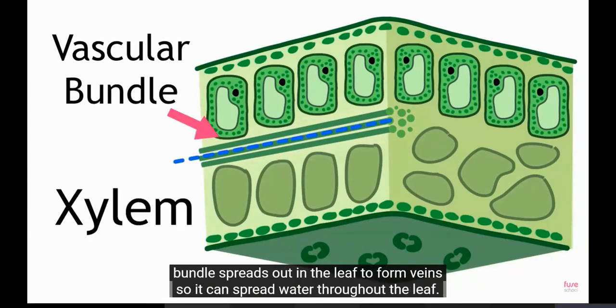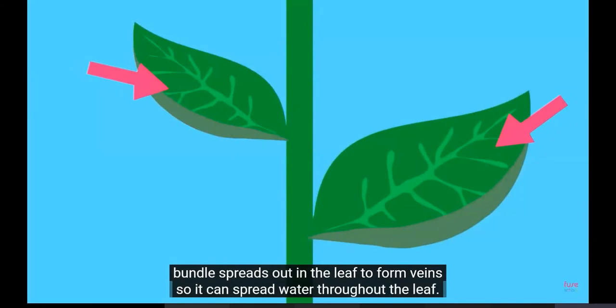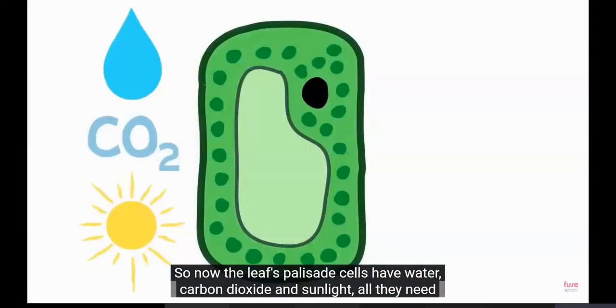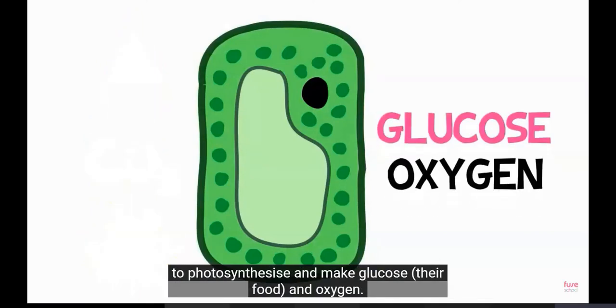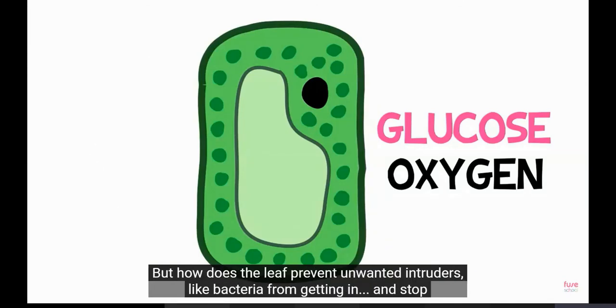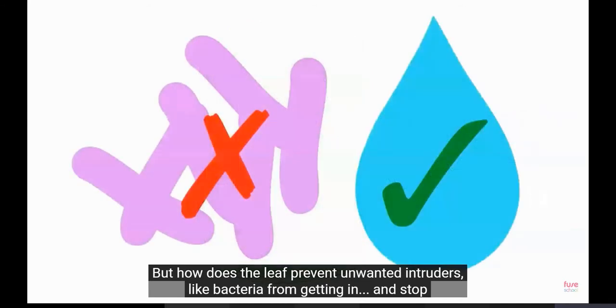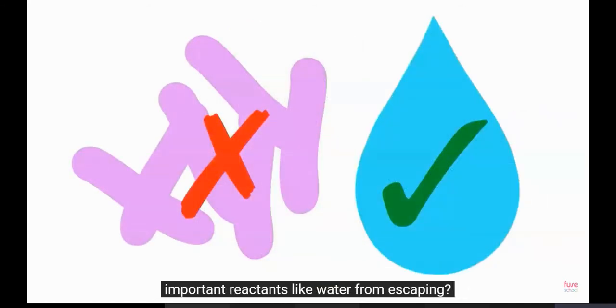Look at how the vascular bundle spreads out in the leaf to form veins so that it can spread water throughout. So now the leaf's palisade cells have water, carbon dioxide, and sunlight. All they need to photosynthesize and make glucose, their food, and oxygen. But how does the leaf prevent unwanted intruders like bacteria from getting in and stop important reactants from escaping?